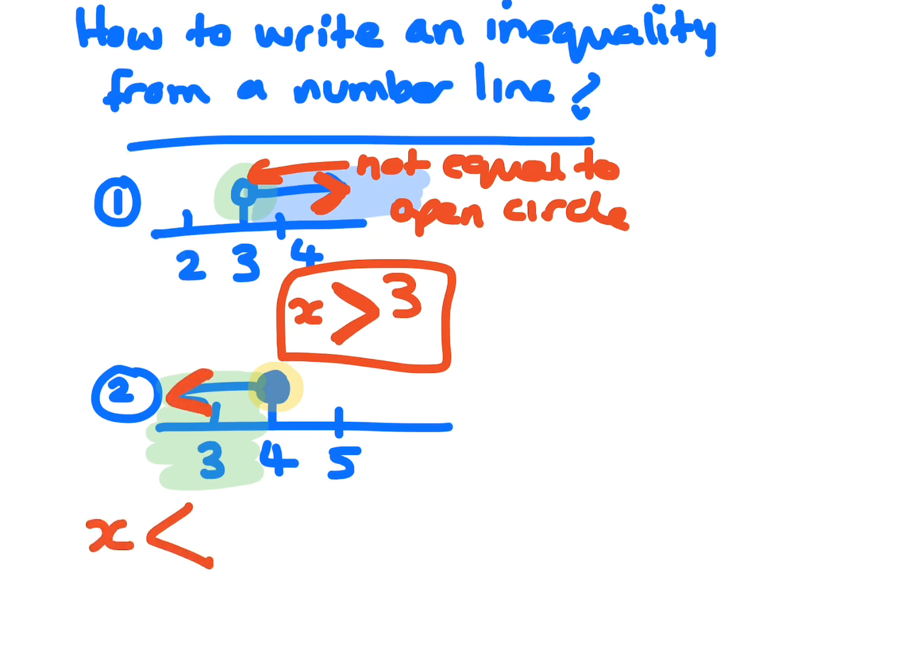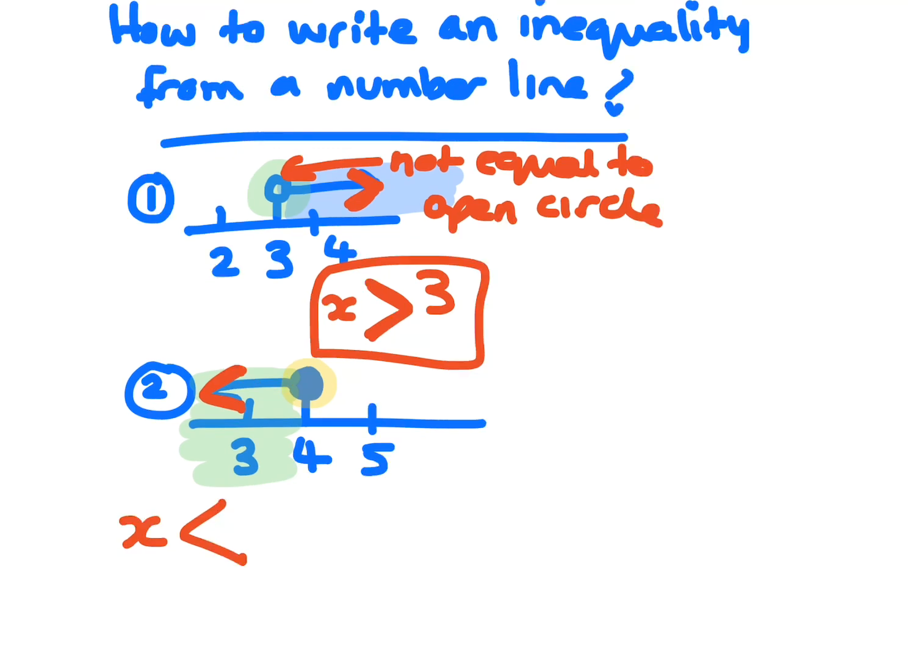If you put your x on this side, that would be all the numbers where x is less than 4. But it can also equal 4 because it has a coloured in circle there. Whereas this one was open, that means it can't equal 3. That's why it doesn't have an equal to sign there. Okay, so just have a think about these two.